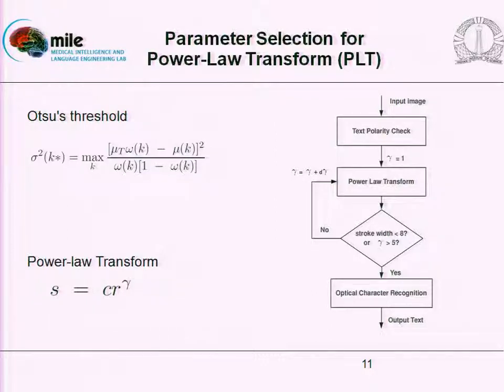If the result is no, I will increase the gamma value and once again binarize it, till the stroke width of the binarized word image is less than 8 or the gamma has crossed 5. If either one is true, I will pass it to an OCR engine. An off-the-shelf OCR engine is used for recognition.